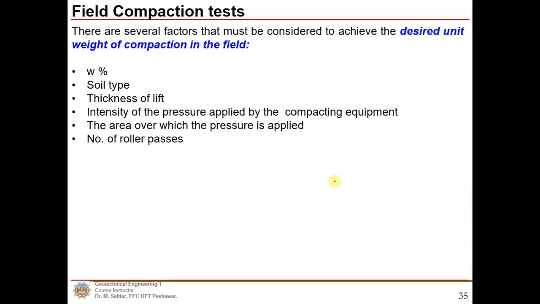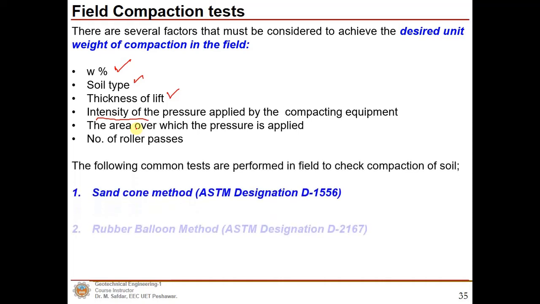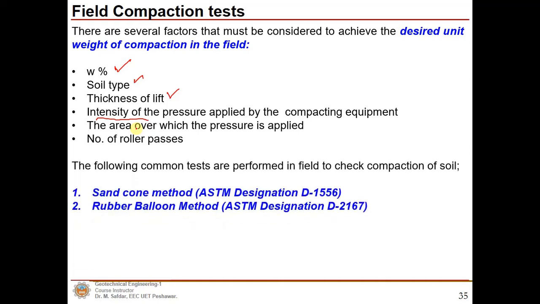There are several factors that must be considered to achieve the desired unit weight of compaction in the field. We already discussed several factors, but we are going to reinforce that water content, soil type, thickness of the lift or the soil layer which is being compacted, intensity of the pressure applied by the compacting equipment or different types of rollers, the area over which this pressure is applied, and the number of passes will significantly affect the compaction in the field.